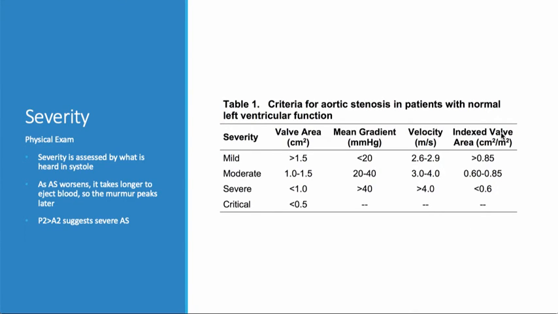Well, that is the indexed valve area, and this is indexed by body size, right? So body surface area, meter squared. In this case, the numbers that we're going to use are for severe aortic stenosis. We're going to say that the valve index is less than 0.6. Now, the other things that we use are a mean gradient. So we have peak velocities and mean gradients. When the mean gradient, when we average it over the entire cardiac cycle, is greater than 40 millimeters of mercury, or the velocity is greater than 4 meters per second.